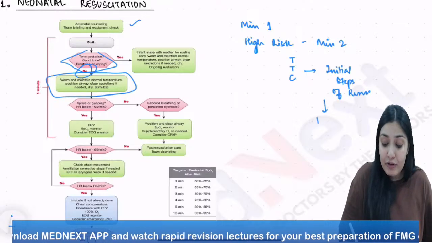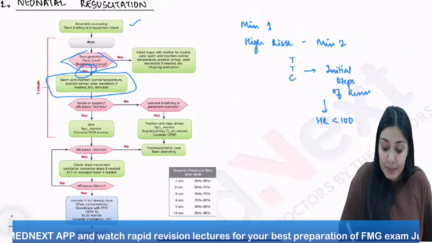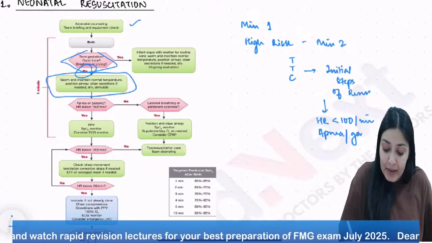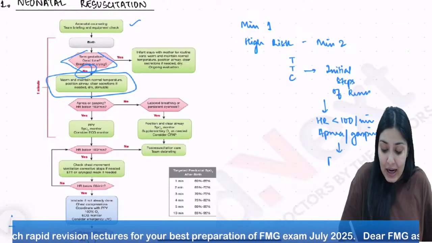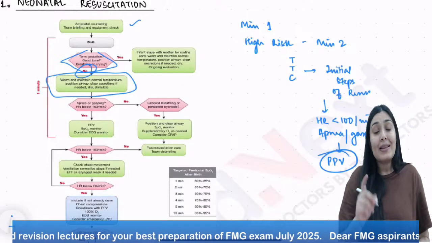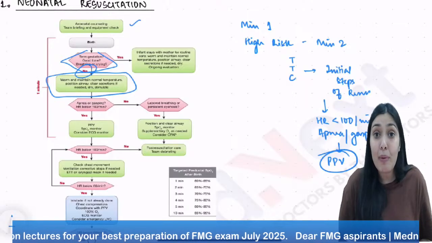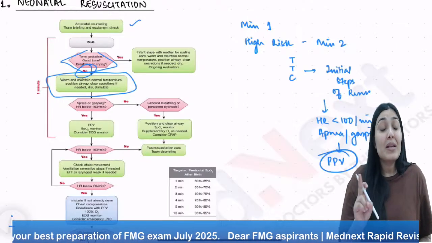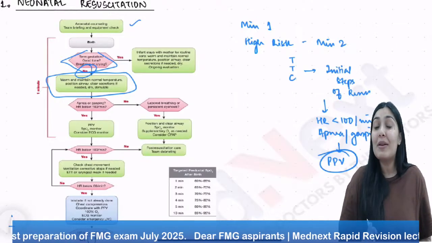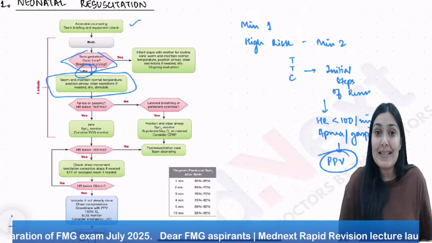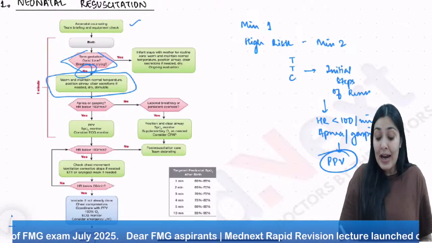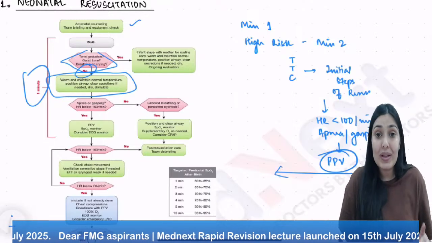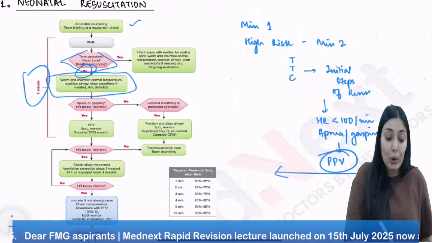If the heart rate of the baby is less than 100, or the baby is apneic or gasping, then that's the indication of starting positive pressure ventilation. This is what they ask in the exam. What is the indication of positive pressure ventilation? If after the initial steps of resuscitation, the baby's heart rate is less than 100 or the baby has apnea or gasping, then that is an indication of positive pressure ventilation. And remember, positive pressure ventilation should be started within 1 minute. Right? This is known as the golden 1 minute.